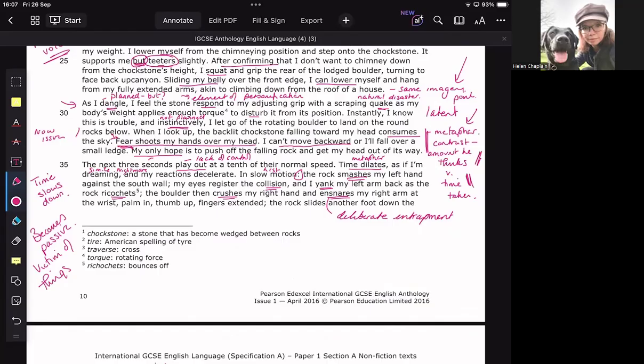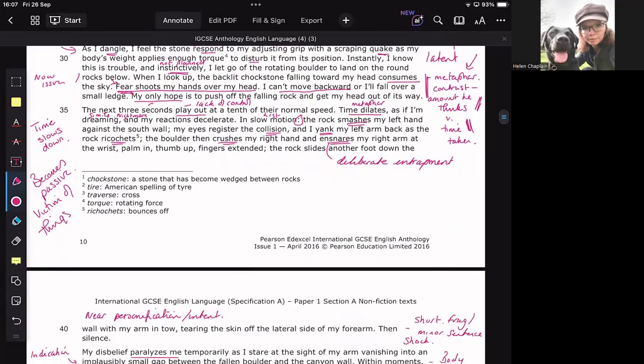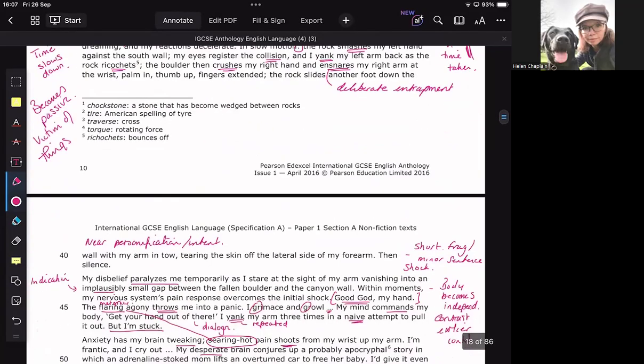And you can also look at the idea that he's kind of listing these body parts, almost as if he's an amalgamation of all these different bits that he can't control quickly enough. We have the rock slides another foot down the wall with my arm in tow, tearing the skin off the lateral side of my forearm. Again, that kind of near personification of the rock, this kind of imbuing an intention to it. Then we have this short, fragmented minor sentence, then silence, contrasting with the length of the previous listing multi-clause sentences.